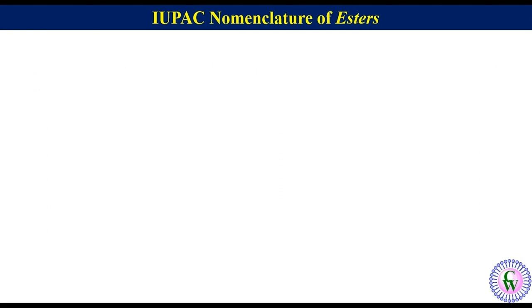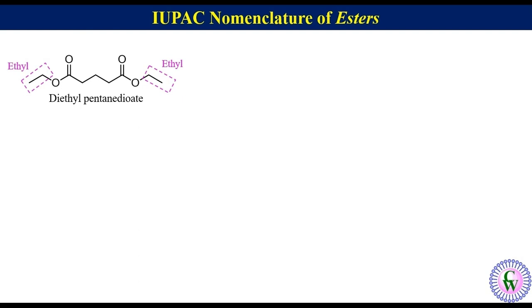Let's have few examples of diesters. The first is diethyl glutarate. Here the two R prime groups are ethyl. Parent chain has 5 carbon atoms. So the IUPAC name will be diethyl pentanedioate.